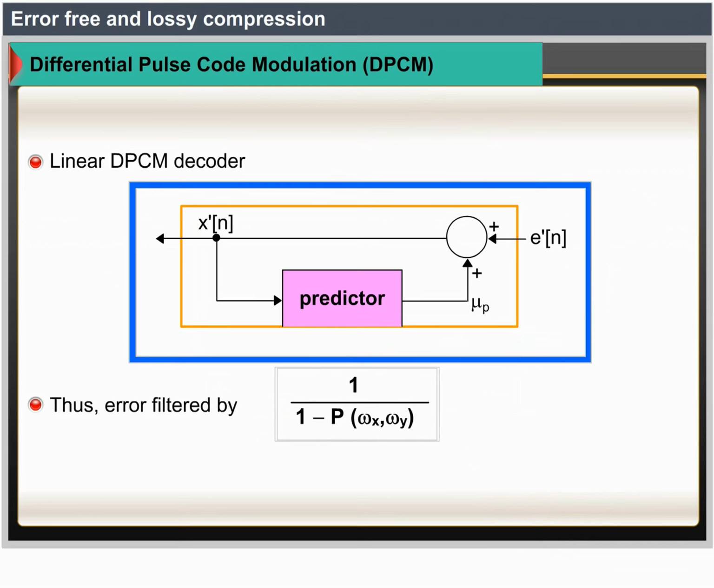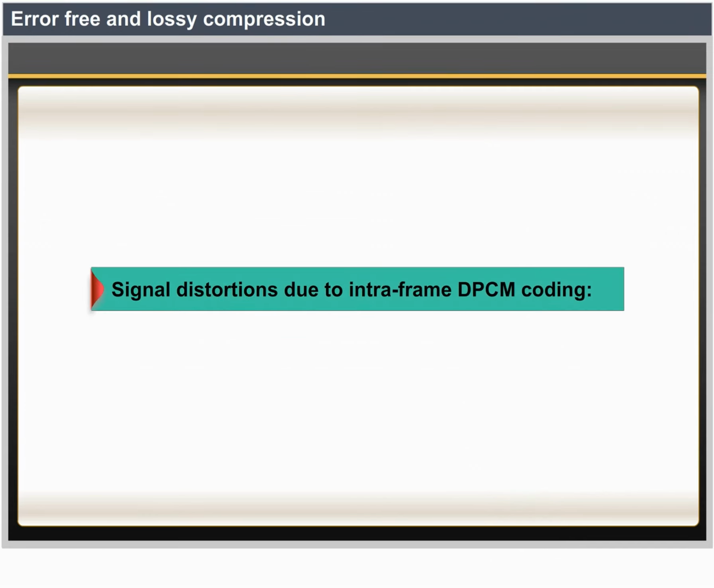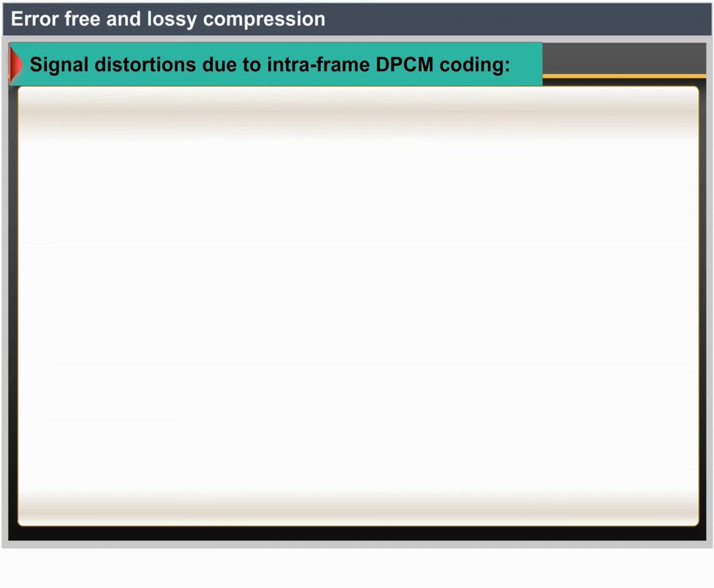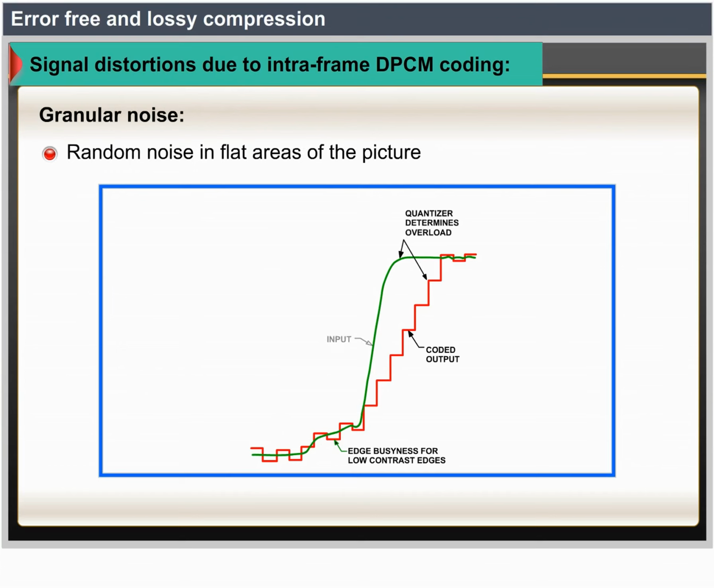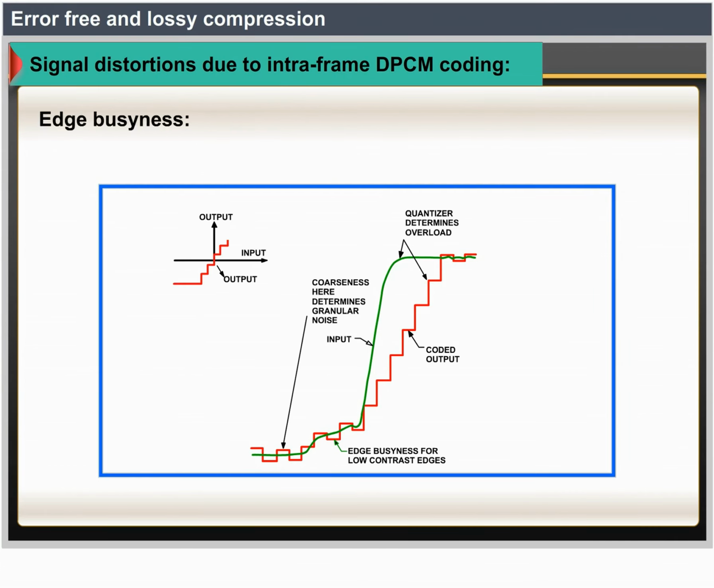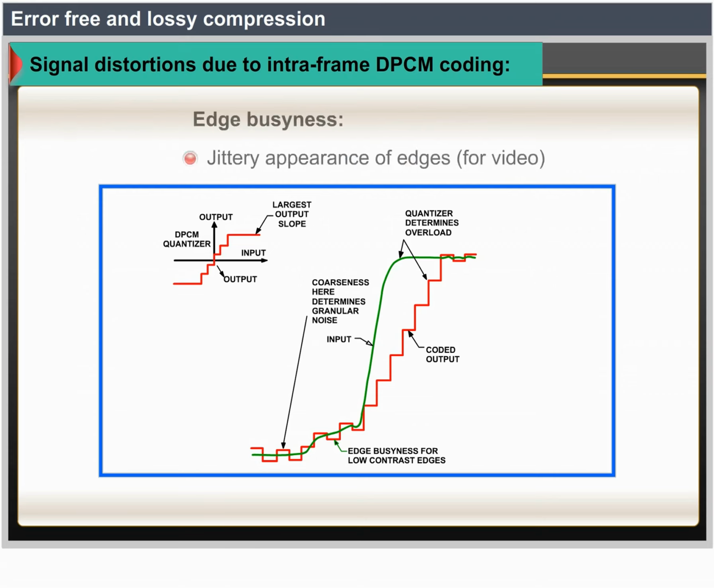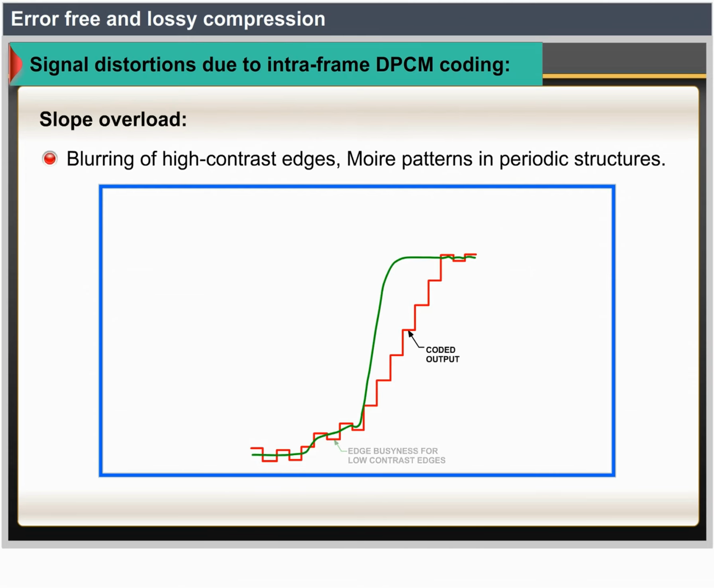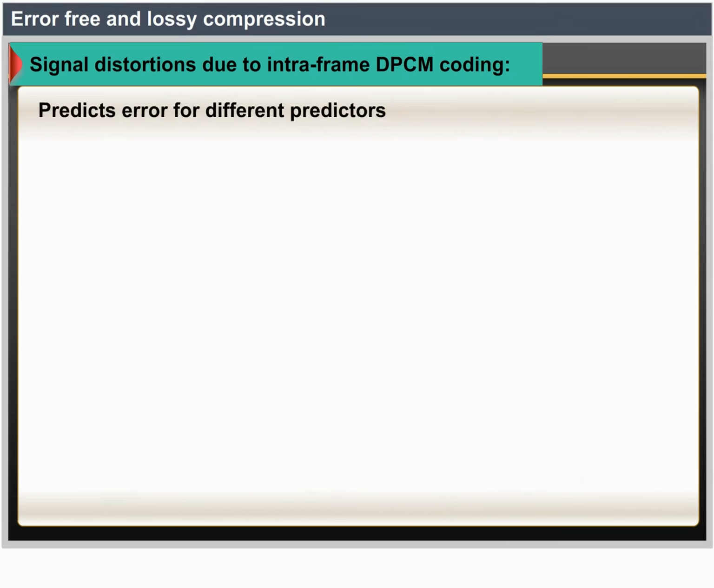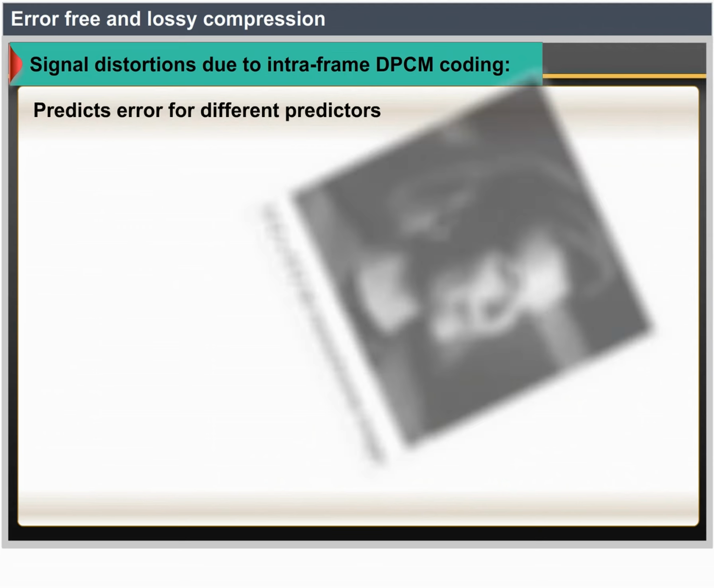Signal distortions due to intra-frame DPCM coding. Granular noise: random noise in flat areas of the picture. Edge busyness: jittery appearance of edges for video. Slope overload: blur of high contrast edges, moire pattern in periodic structure. Prediction error for different predictions followed by a 512 by 512 bit monochrome image.